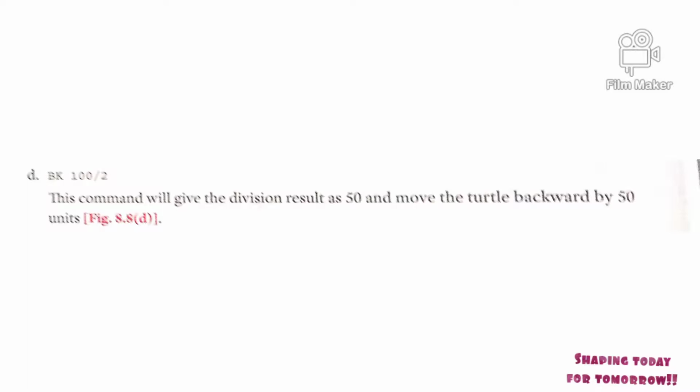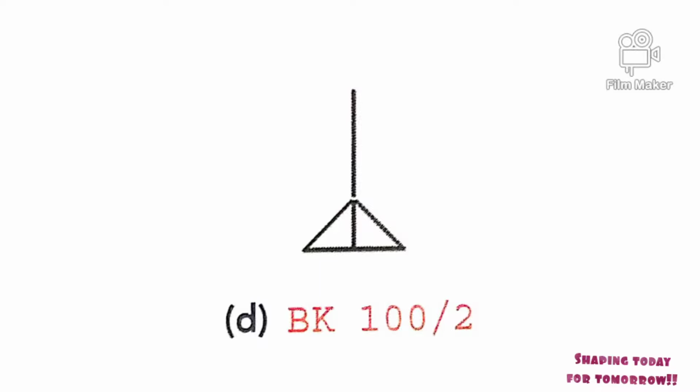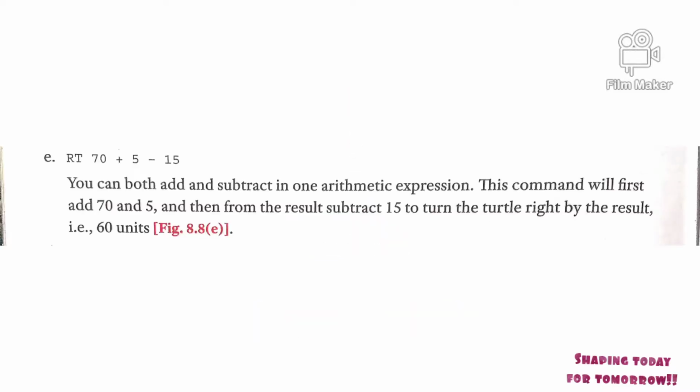See point D, BK is for backward. BK 100 / 2, where they have used the symbol of division. This command will give the division result as 50 and move the turtle backward by 50 units. See figure 8.8d for this. As you can see in this figure, backward 100 divided by 2. When you divide 100 by 2, you get the result, that is 50. So after doing this, the turtle will move backward by 50 units, as you can see in this figure. Now point E, RT, that is right, 70 + 5.